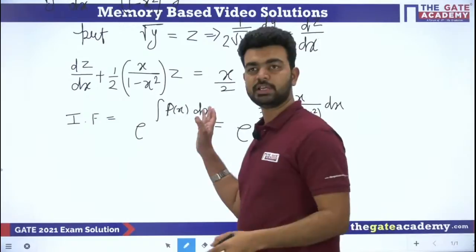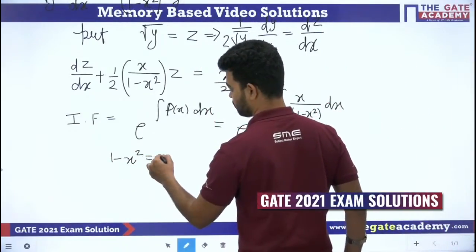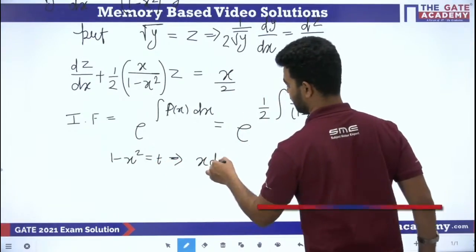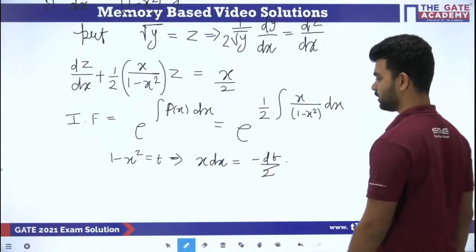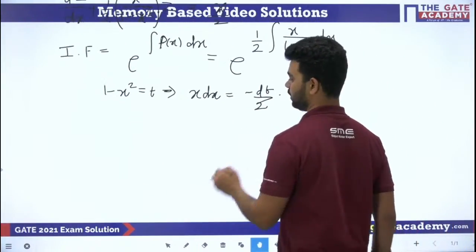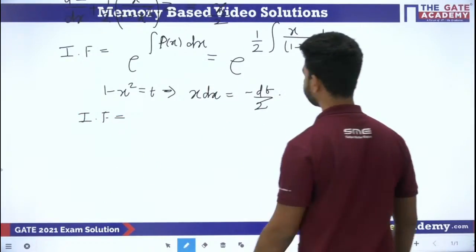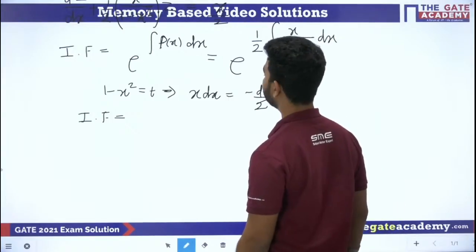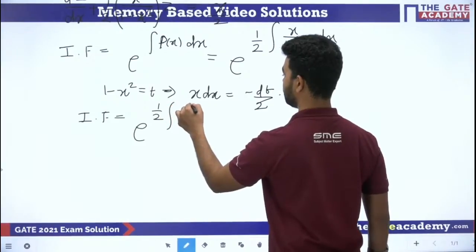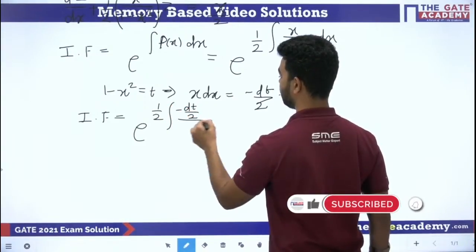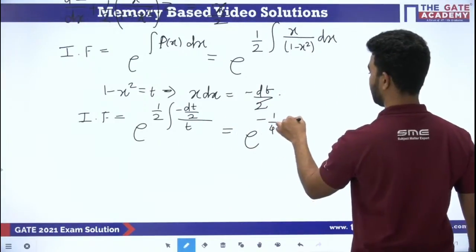How will you integrate this? 11th class question, right? You have to substitute 1 minus x square is equal to t. So you will get x dx is equal to minus dt by 2. Once you get this, you can put your integration here. So what you will get, integrating factor is equal to e to the power 1 by 2 integration of minus dt by 2 divided by t, and this minus 1 by 2 will come outside, so you will get minus 1 by 4 and ln t.